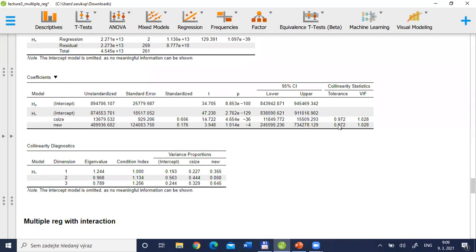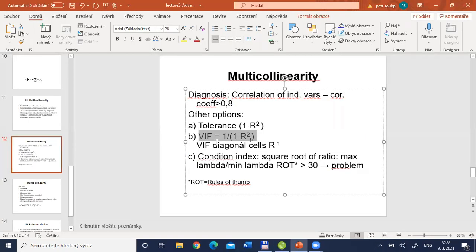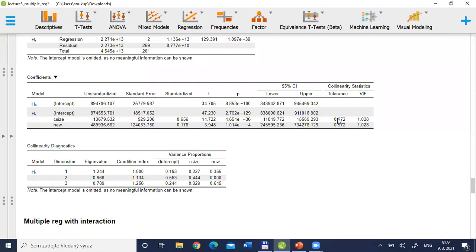So once again, the recommendation is that if the value is below 0.2 or 0.1, it would be problematic. Here, there is no problem at all. And for VIF, once again, it is only 1 divided by the tolerance. So 1 divided by 0.972 is 0.25. And once again, the recommendation is that values above 5 or 10 are problematic. So once again, no problem at all.